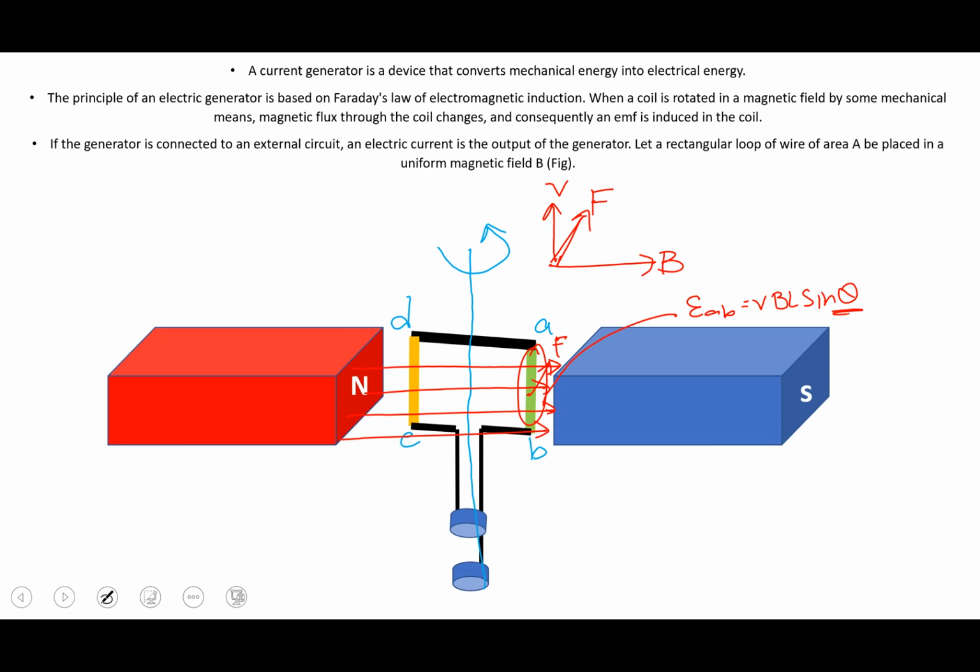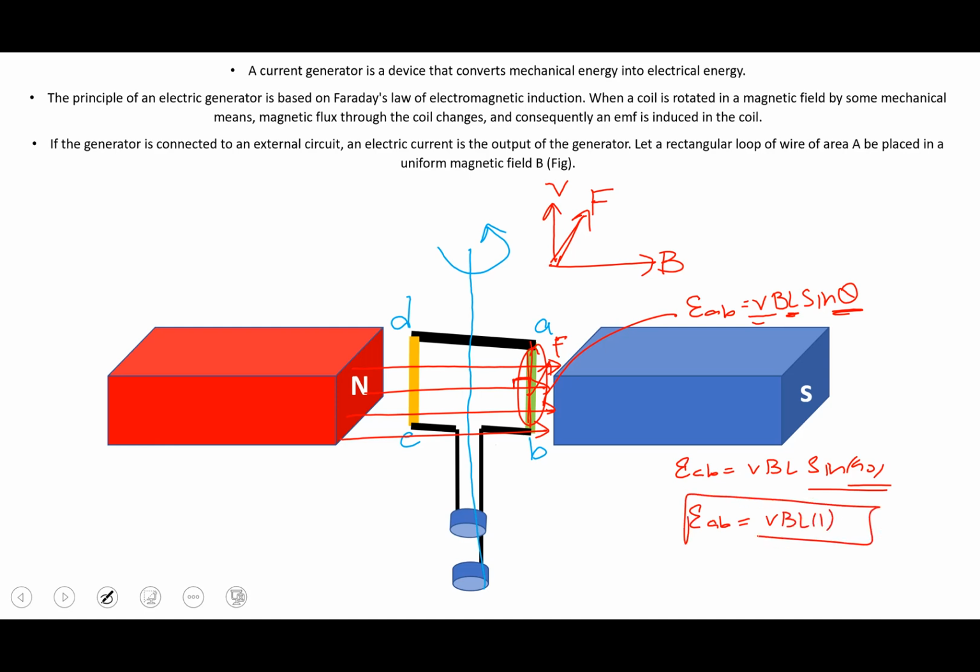So if theta is 90 degrees, because it is the angle between the length and the magnetic field, they are both 90 degrees to each other. As you can see over here, length is over here and the angle is 90. The velocity is also perpendicular. So if sine 90 is there, we can say EMF is equal to V, B, L sine theta, and sine 90, which we already know, is equal to 1.